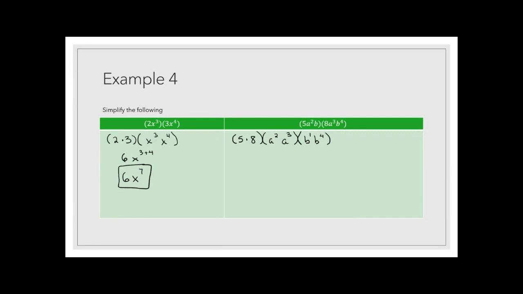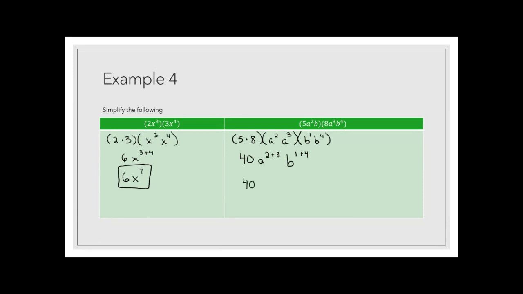And now I'm going to start multiplying. 5 times 8 gets me 40. Now with the a's, I can add those exponents together, so that's going to be 2 plus 3. And then I look at the b's and add those exponents together, which would be 1 plus 4. I can't just add all the a's and b's together because they have different letters. So I have to do the a's separately from the b's.